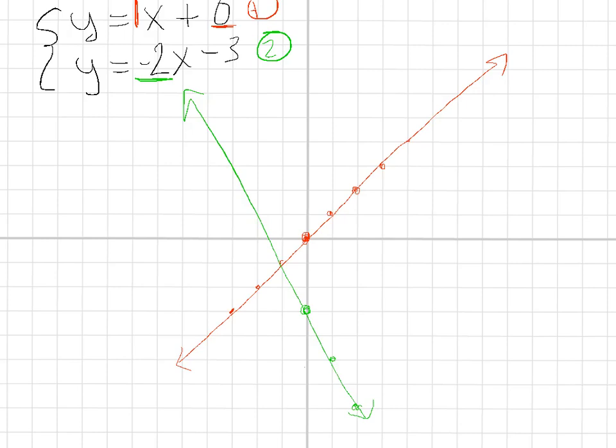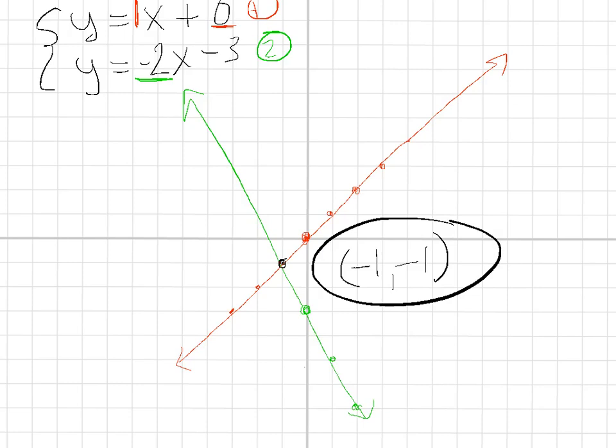These points intersect each other right here at negative 1, negative 1. So that is your solution. They cross at negative 1, negative 1. Let's do another one.